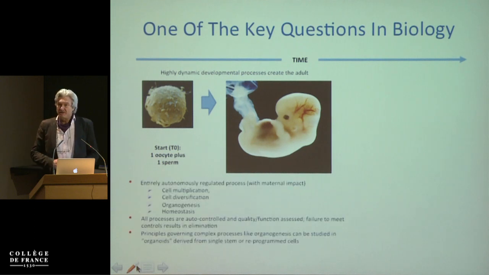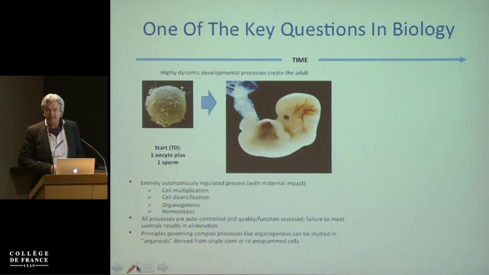And what we know is that this process is entirely autonomously regulated by the genetic information which is in the fertilized zygote. This involves regulation of cell multiplication, cell diversification, the formation of organs, and in the adult, the regulation of the homeostasis so that the body functions properly. As I said, all of these processes are controlled by the system itself, and this control involves quality functions.